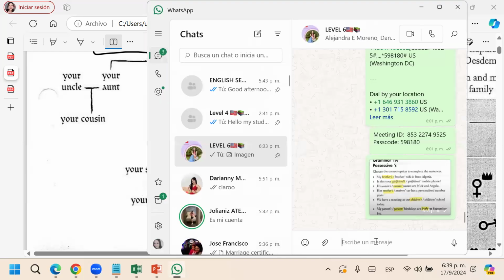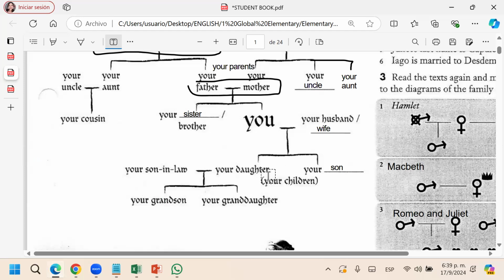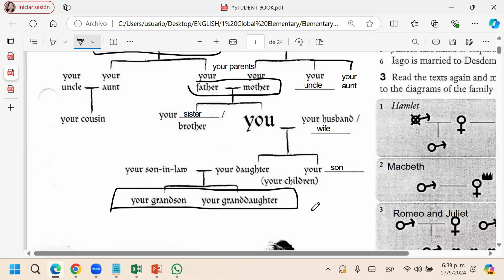Let me send you this too. So in-laws. Look at this. Your daughter is married. That's your son-in-law. Okay. And this, your grandson, your granddaughter. You know what is this? Grandson. Is when your children have children. Yes, when your children have children, those are your grandchildren.